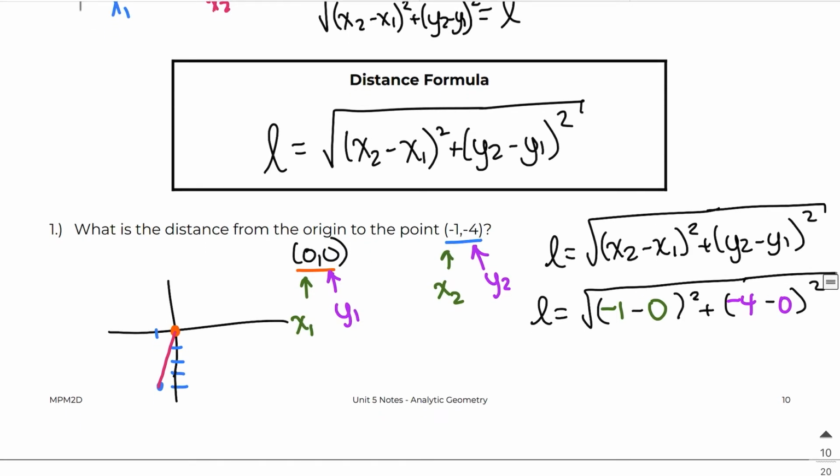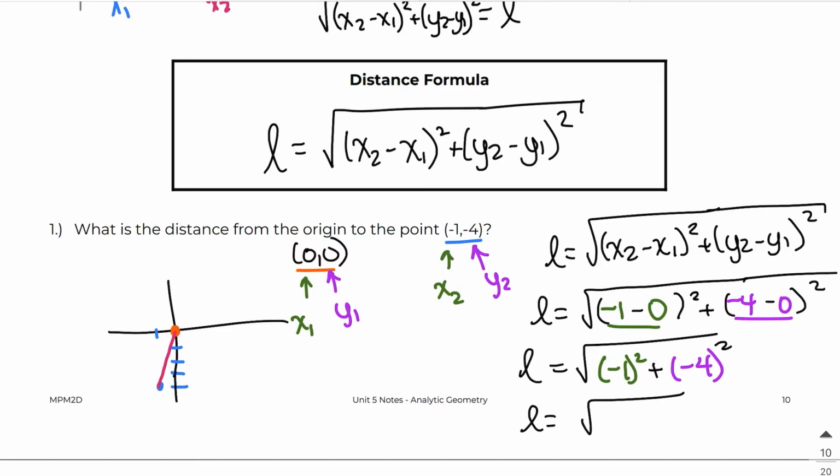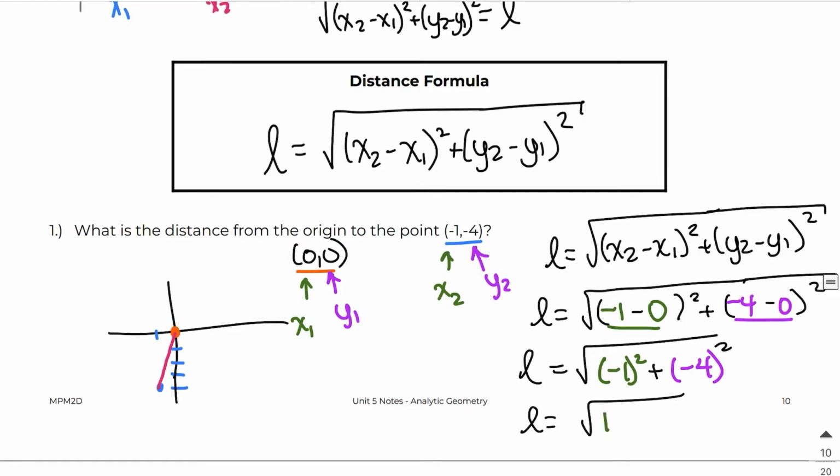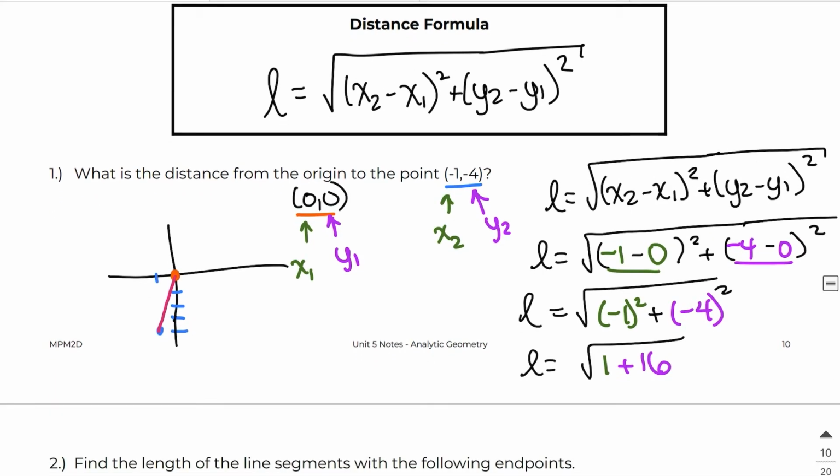And then inside my brackets, underneath my square root, I'm going to evaluate each set of brackets. So -1 minus 0 is -1. Do not forget to put that in brackets. It's really important that you put that in brackets, especially if it's a negative value. And then -4 minus 0 is -4. I'm going to square that. So here I get the square root of -1 squared, which is 1, plus -4 squared, which is 16. So right here, my final answer would be the length is the square root of 17.